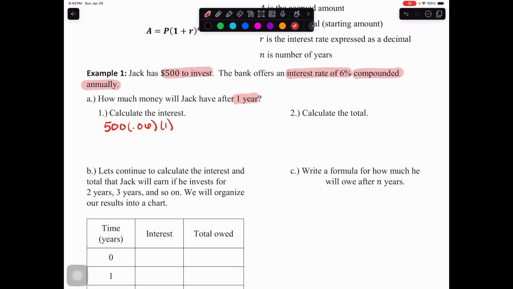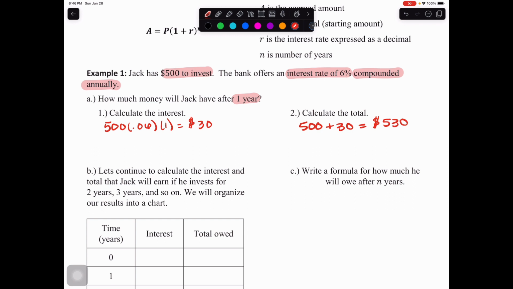I'm going to do that right now for this first year because it's only 1 year. But when we look at the table of values and what we do going forward, I'll show you why we need the new formula. Here we would do 500 times 0.06 times 1, and we would get $30. To calculate the total, you would do the principal amount that you put in plus your $30 interest, for a total of $530. That feels very familiar. The first year, you can't really tell much of the difference.